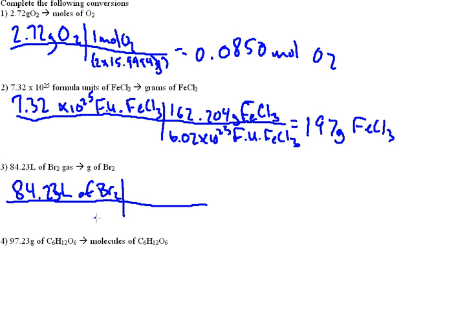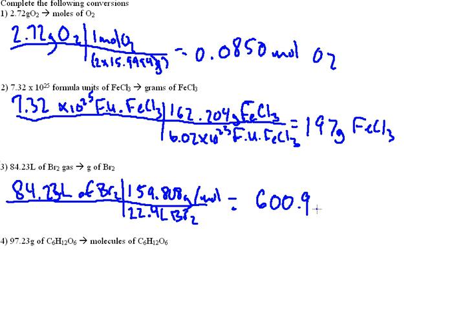And we want to change this to grams of bromine gas. So 1 mole of any gas, we said, is 22.4 liters. And we're just going to put up here our molar mass of bromine. That's 2 times the mass of bromine, 159.808 grams per mole. And if we do the math here, we should end up with about 600.9 grams of bromine.